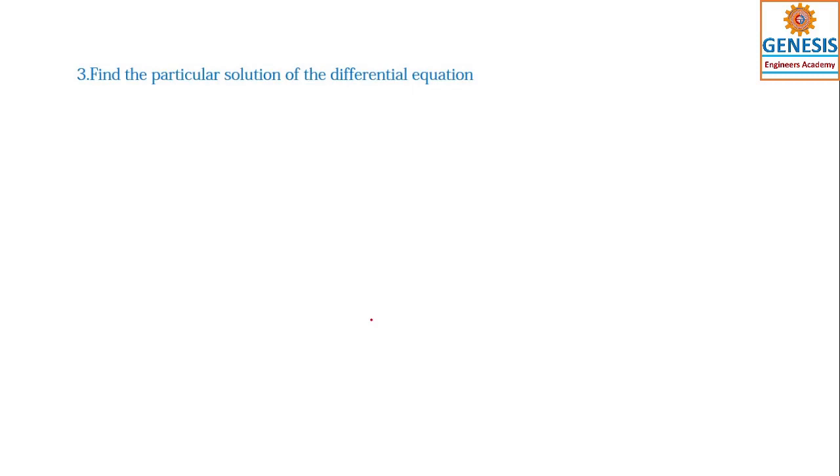Find the particular solution of the differential equation dy by dx is equal to minus 4xy squared, given that y is equal to 1 when x is equal to 0. So he is asking to find the particular solution. For that, you need to first find the general solution, and then after finding the general solution, you have to substitute that is 0 for x and find the y value.